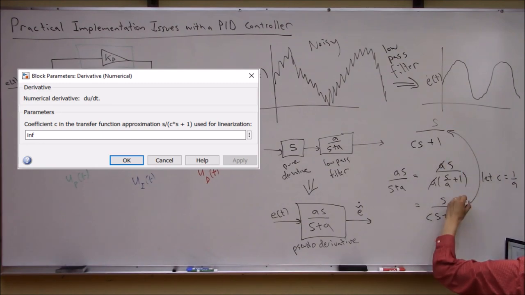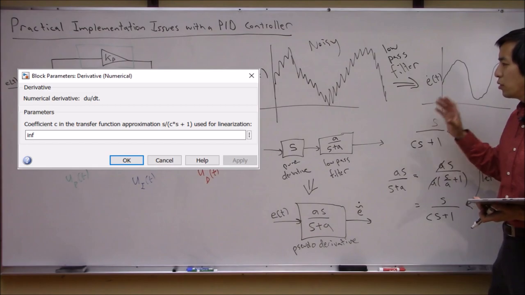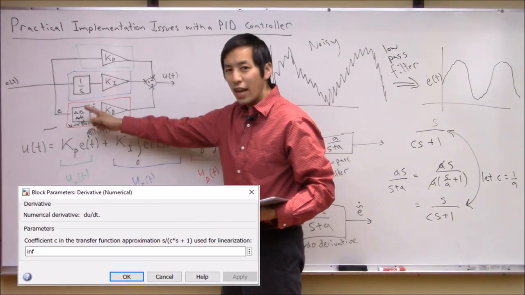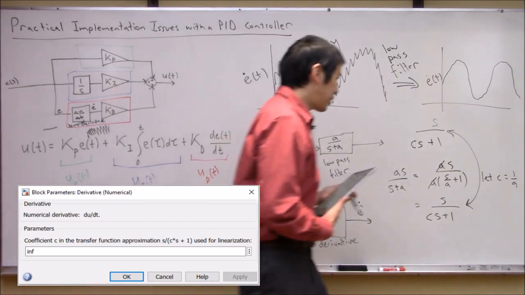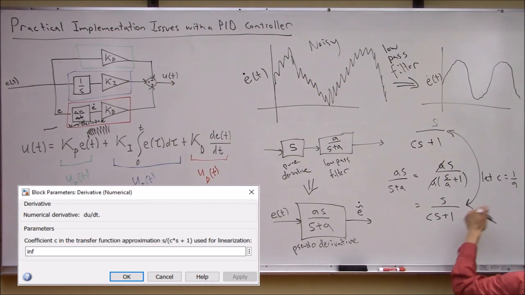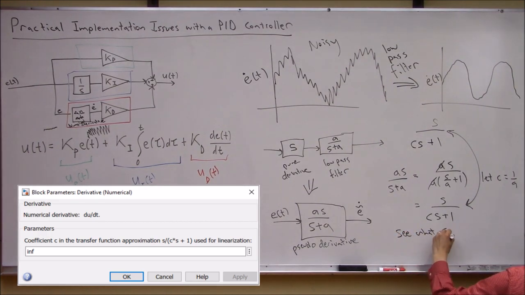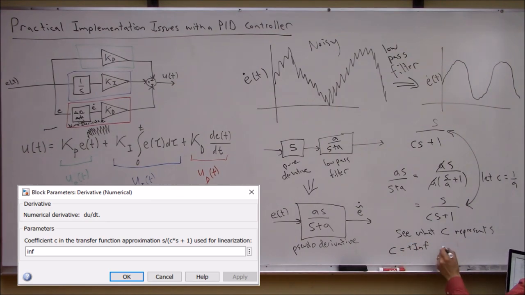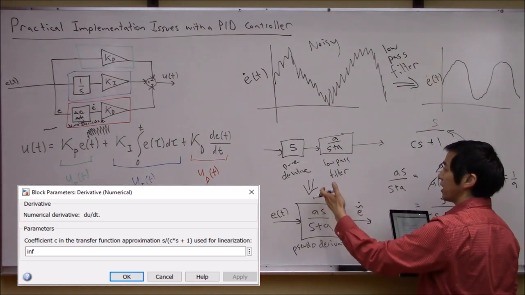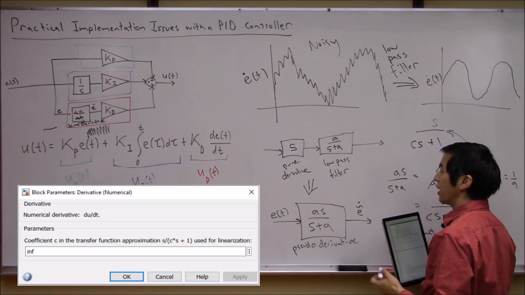So look at that. This is exactly what we have in MATLAB. What MATLAB is basically saying is that if you want to linearize this numerical derivative block, it is going to just replace it with a pseudo derivative with this coefficient C. So now you can see what C represents. We see in this case that if C is positive infinity, and we said it's probably fine to leave this thing as positive infinity, this corresponds to our pseudo derivative parameter A being zero. Which is telling us that the low pass filter is going to kick in right away, or it's effectively not there.